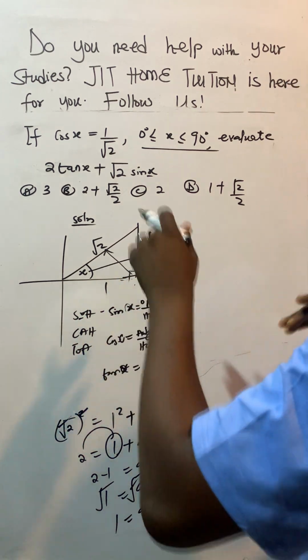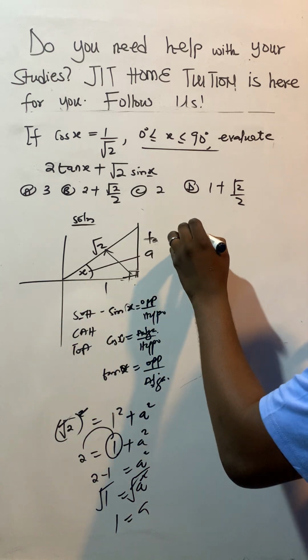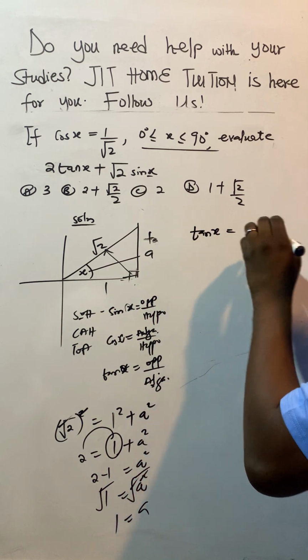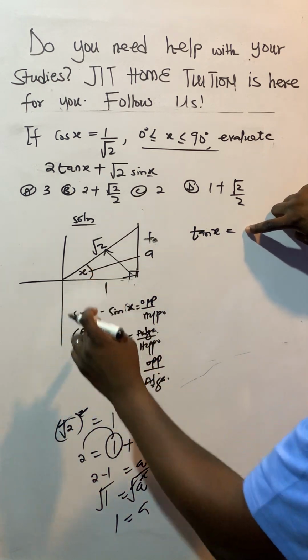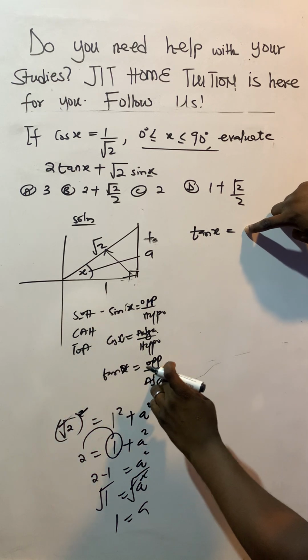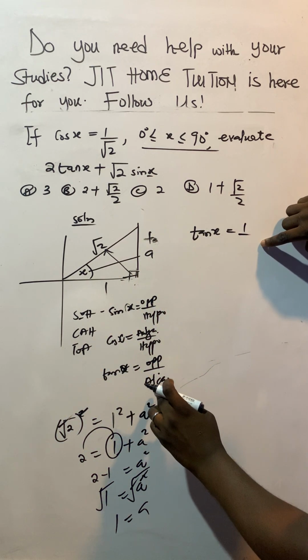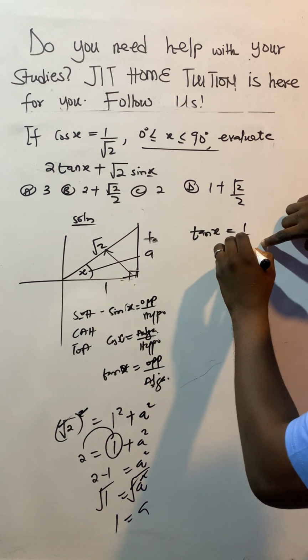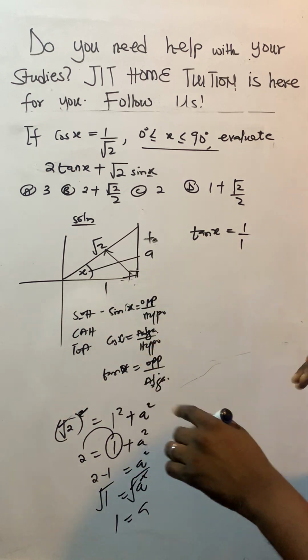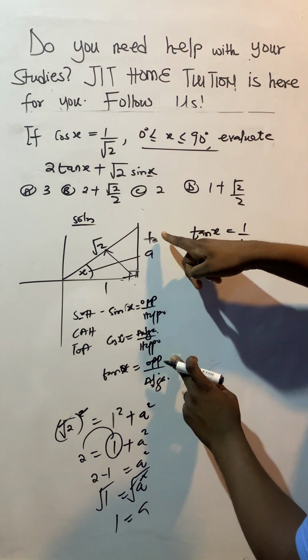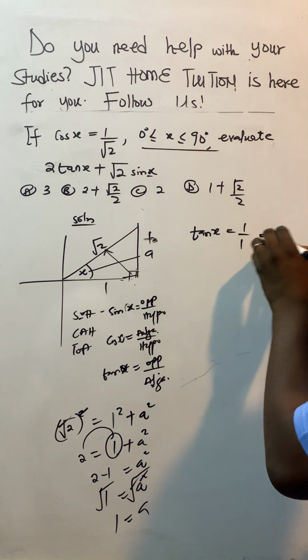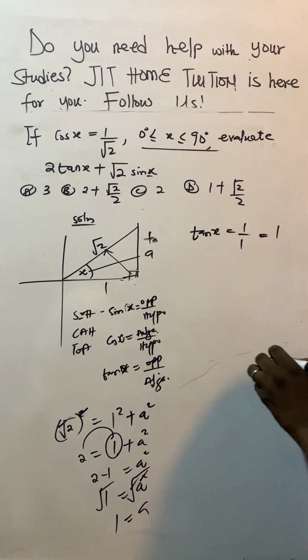Having gotten it, what is tan theta or tan x? Tan x here is equal to, look, tan is equal to opposite over adjacent. What is the opposite? 1 over adjacent. Adjacent is also 1. I hope you are following. Tan is opposite over adjacent, you have it this way, meaning that the whole of tan x is equal to 1.